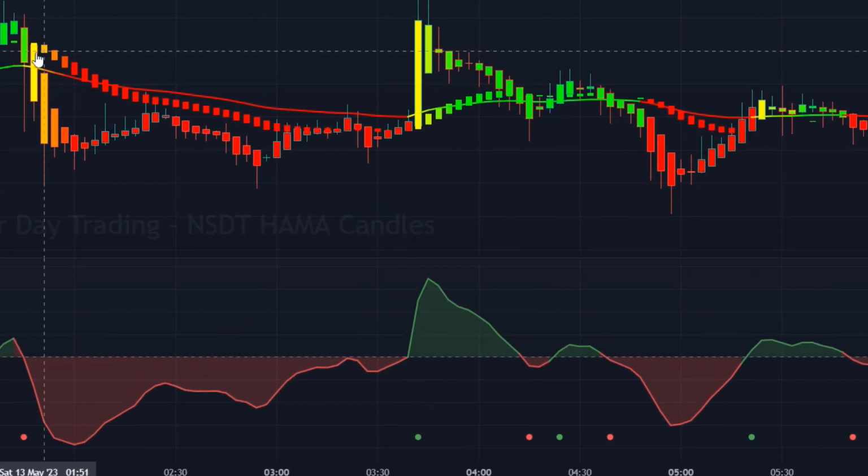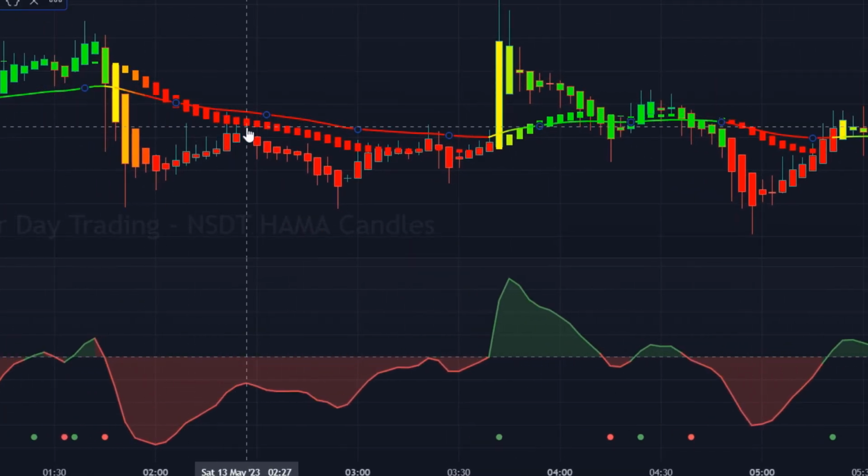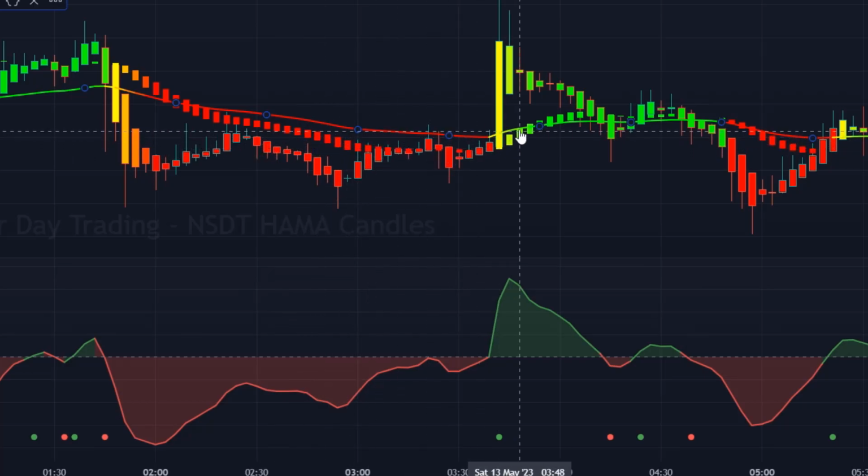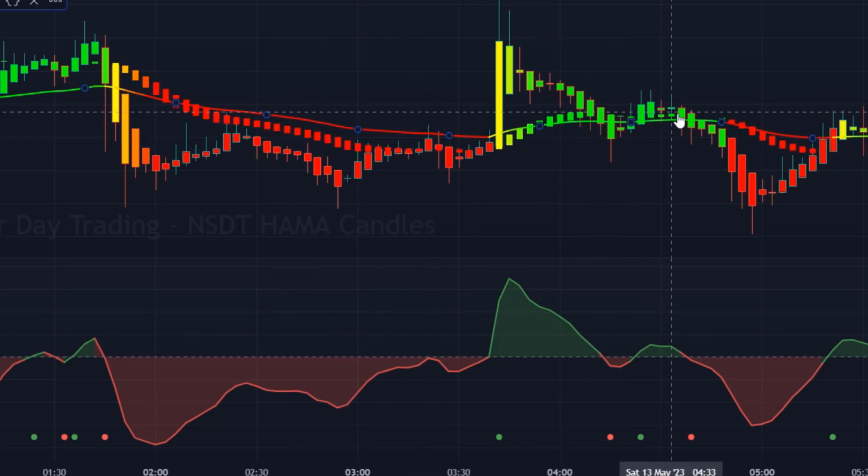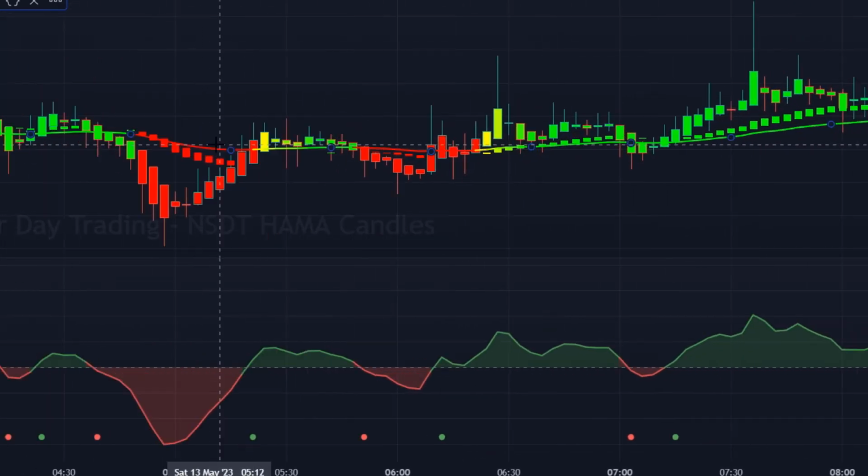Especially in such consolidations, now with the Hama candles, as long as we don't have confirmation from these candles and they are very close to the MA line, we don't need to trade. It doesn't make much sense.